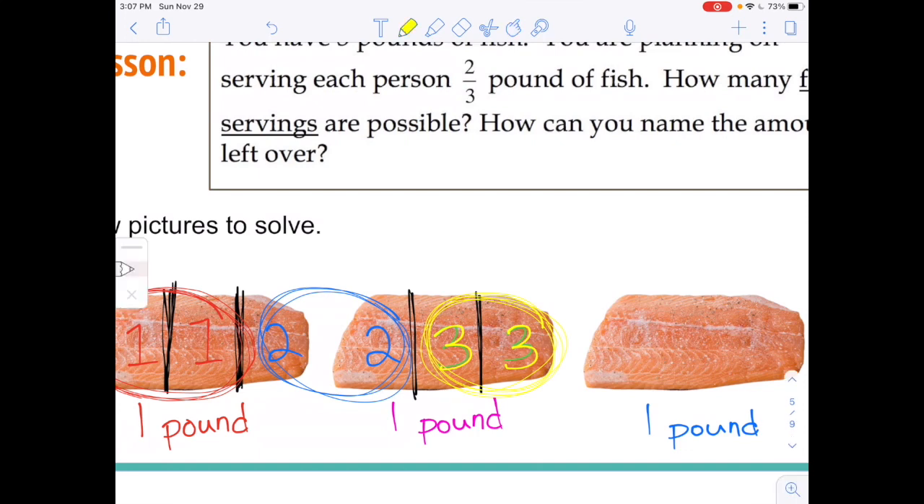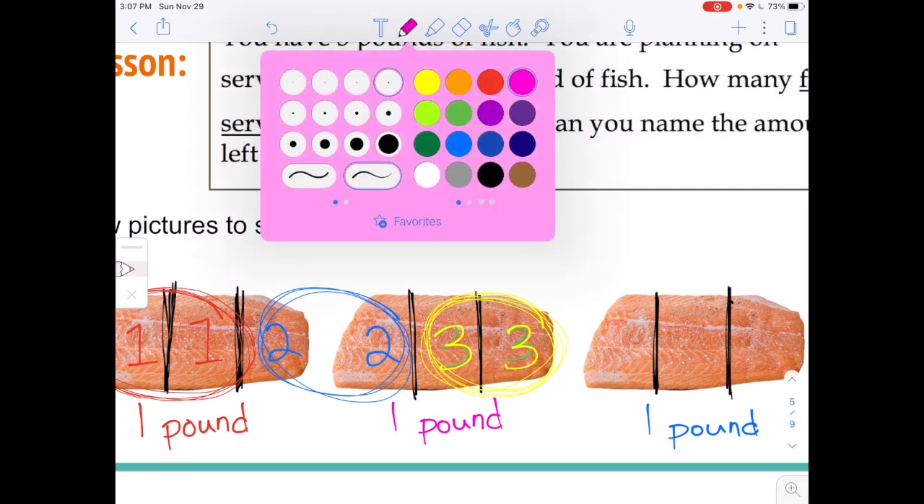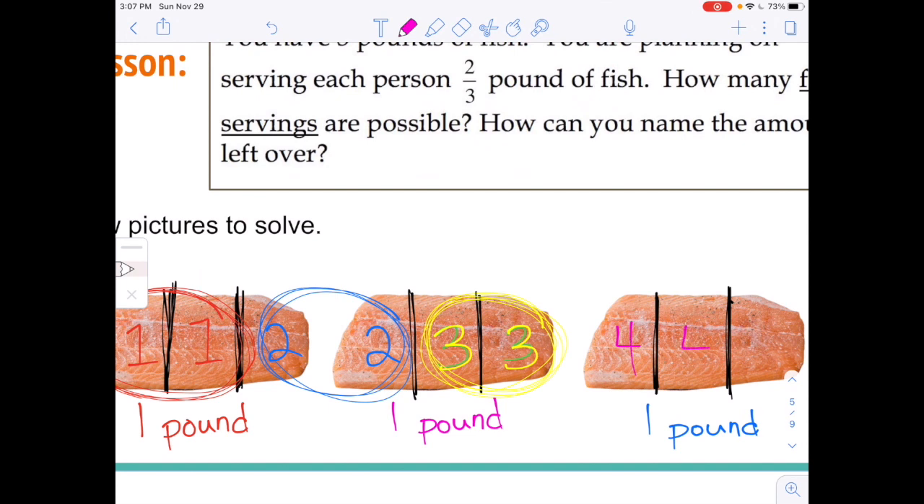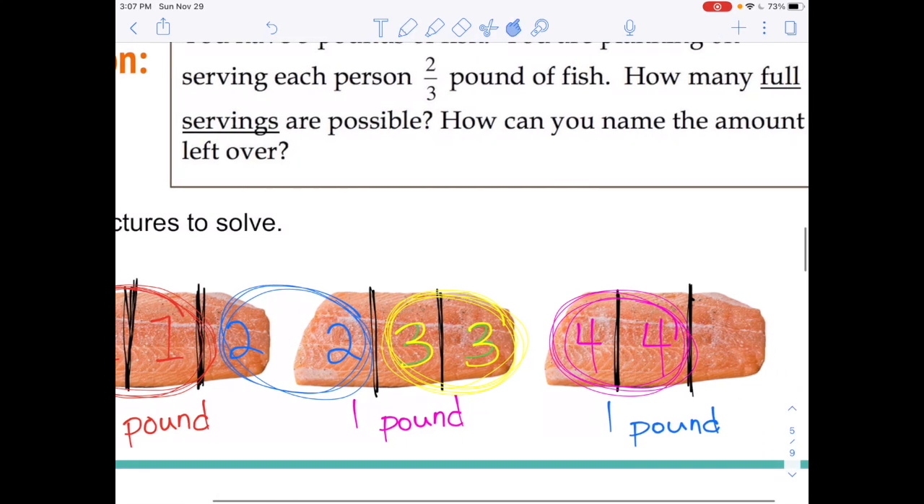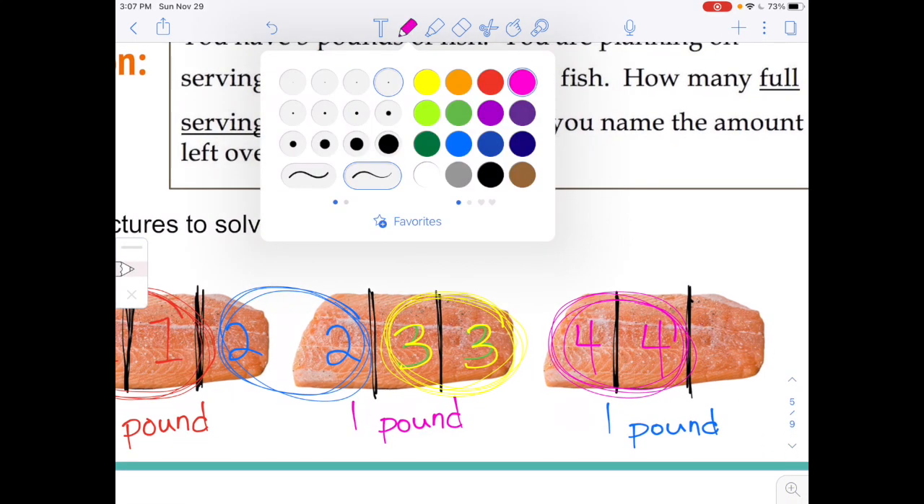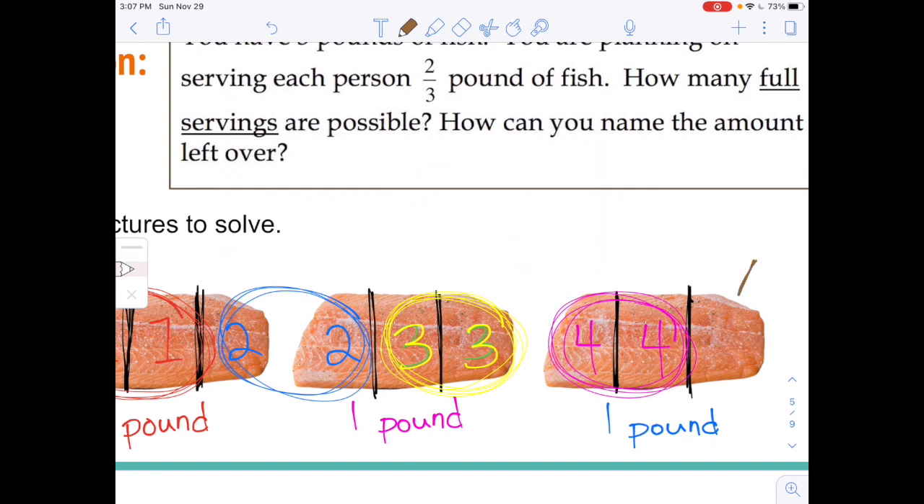All right, so I need to divide that one into thirds because the denominator was 3. Each pound gets cut into 3. Here is my fourth person's. They get 2. But what about this part that's left over? This is the tricky part in dividing and having a remainder.